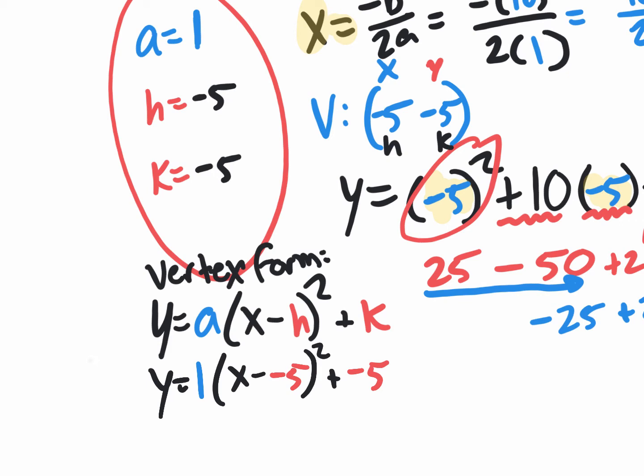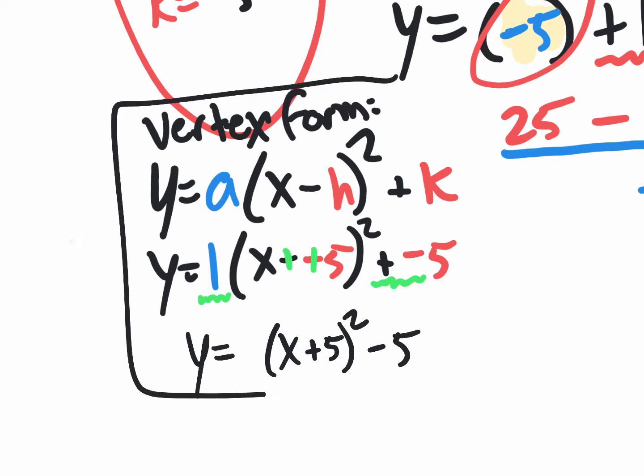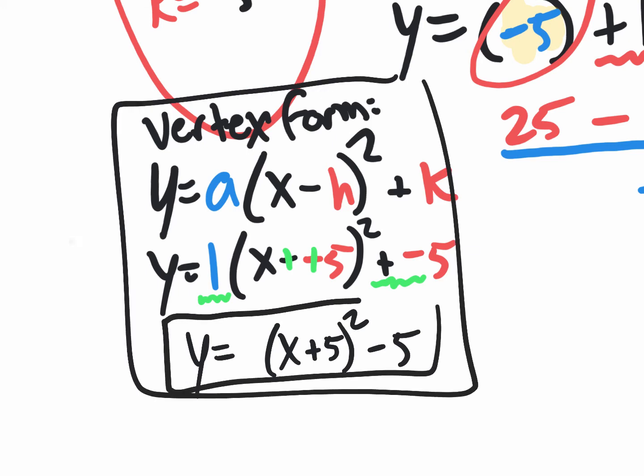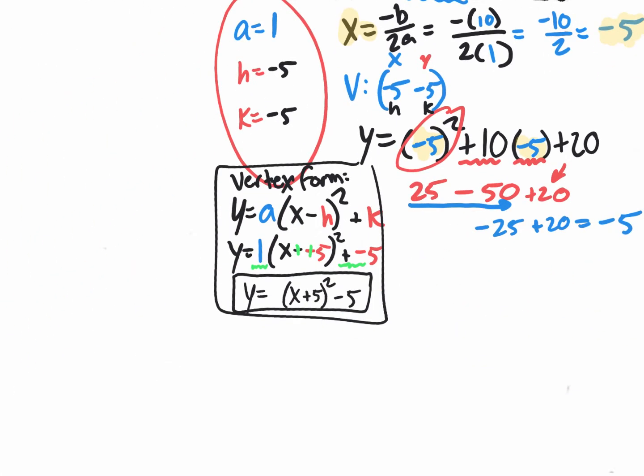Let's make it as nice as possible. The minus minus, change to plus plus. The 1 out here in the front, it's not even necessary. You don't even need to put the 1 out there in the front. And this plus negative 5, you could just put minus 5, right? So let's clean it up like that. And here it is, our answer, y equals (x plus 5) squared minus 5. Ladies and gentlemen, this is vertex form right here. So we have changed it from standard form up here to vertex form down here.